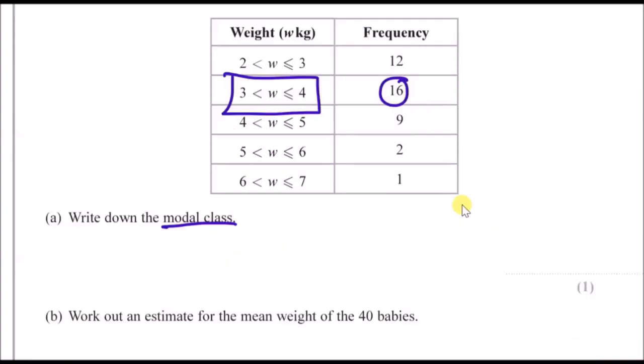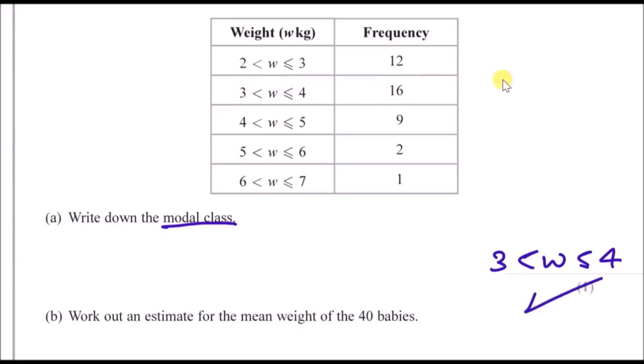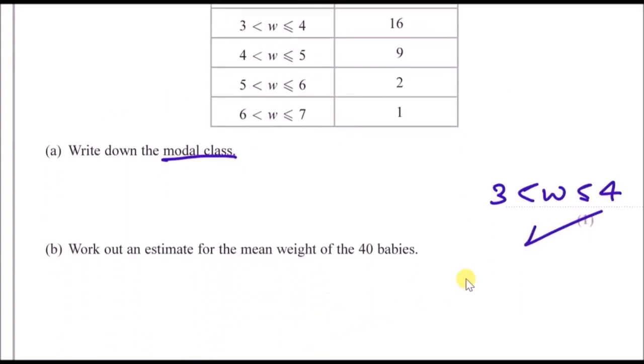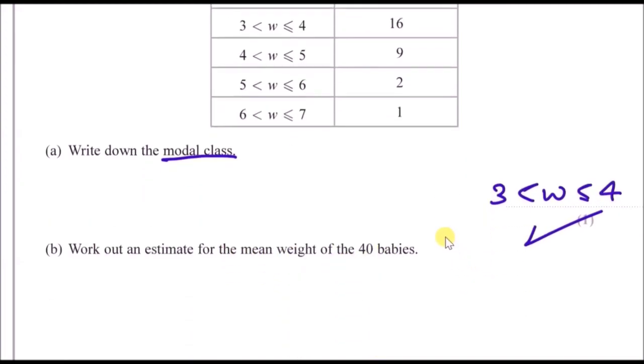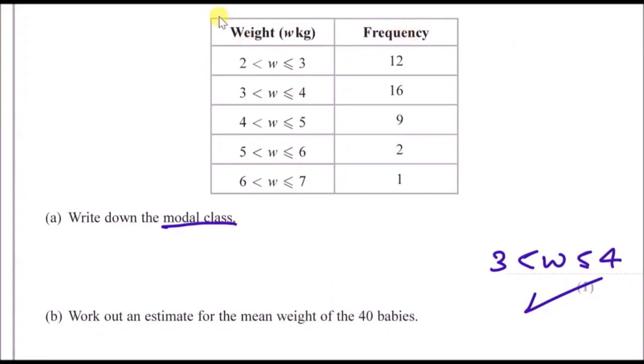So the answer is just basically between 3 and 4. And that's it. All right, B. Work out an estimate for the mean weight of the 40 babies. Okay, so in order to work out the mean weight, we need two things. The first thing we need is the total weight of all these babies. And because you've got a frequency table, the best way to get total weight is to find the midpoint first and multiply against the frequency, then add them up.